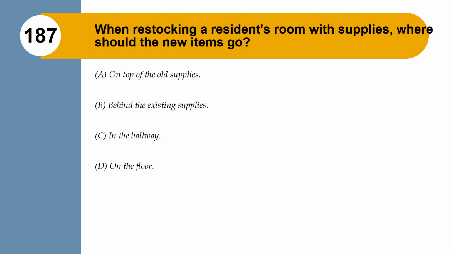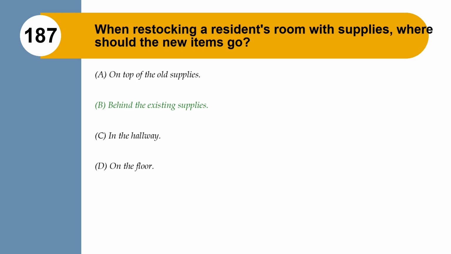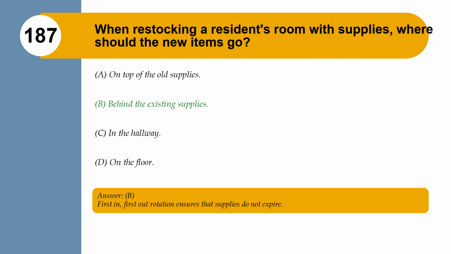Question 187. When restocking a resident's room with supplies, where should the new items go? Option A, on top of the old supplies. Option B, behind the existing supplies. Option C, in the hallway. Option D, on the floor. The correct answer is option B, behind the existing supplies. Explanation. First in, first out rotation ensures that supplies do not expire.